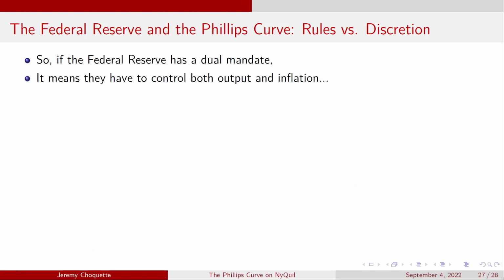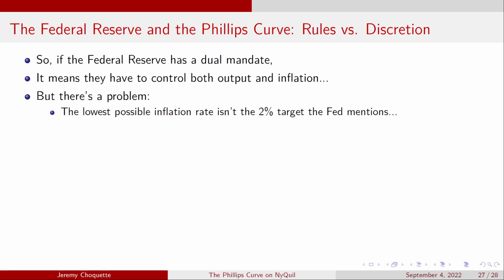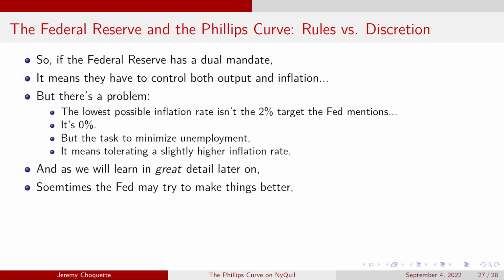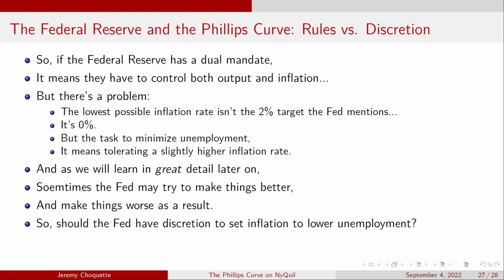So if the Federal Reserve has this dual mandate, it means they have to control both output and inflation. But we got a problem here. The lowest possible inflation rate isn't the 2% target that the Fed mentions. It's actually 0. But the task is to minimize unemployment, which means they have to be willing to tolerate a slightly higher inflation rate if they want to try to have some kind of real effect on unemployment. And we're going to learn in great detail about this later on when it comes to central bank credibility and rules versus discretion. But sometimes the Fed may try to make things better and make things worse as a result.